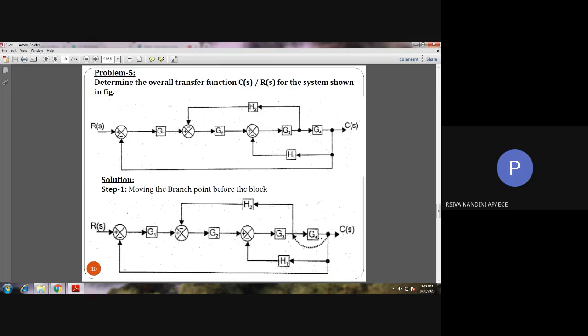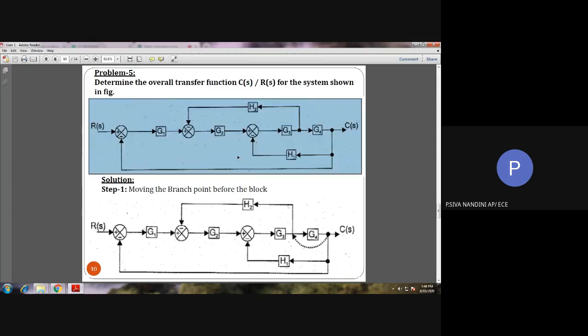Next, we shall see this problem. So in this problem, also we need to find the transfer function C of S by R of S. See here we are having G1, G2, G3, G4 blocks in forward path and H1 and H2 blocks in feedback path, and 3 summing points are available.